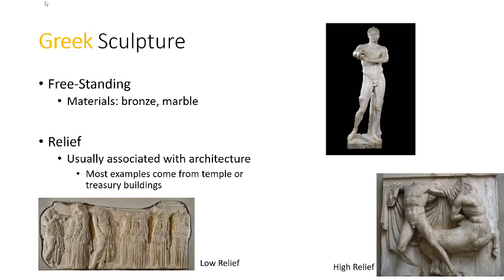We're also going to look at relief sculpture. You can see that you couldn't look around the back of this because we only see the front of it. It's something that's carved into a flat piece of stone usually. Can be terracotta as well. So these are usually associated with architecture, treasury buildings or temple buildings frequently.